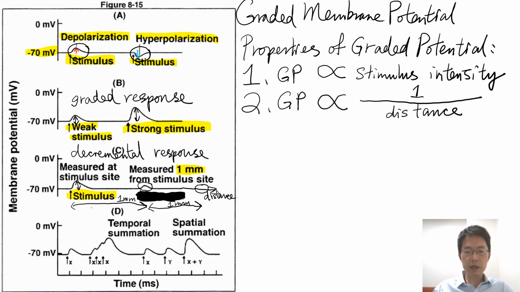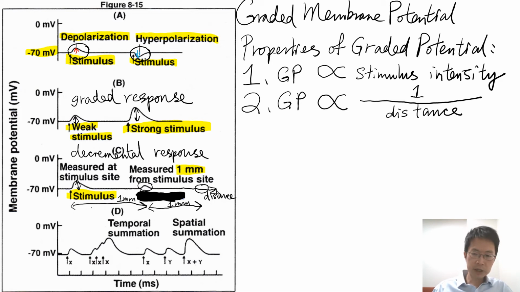The graded potential will be the highest next to the site of the stimulation. If you measure the graded potential farther away from the site of stimulation, then it will become smaller. If it is further away, then it will actually disappear. This is what we mean in property number 2. Graded potential is inversely proportional to the distance. The longer the distance, the smaller the graded potential. The shorter the distance, the larger the graded potential.